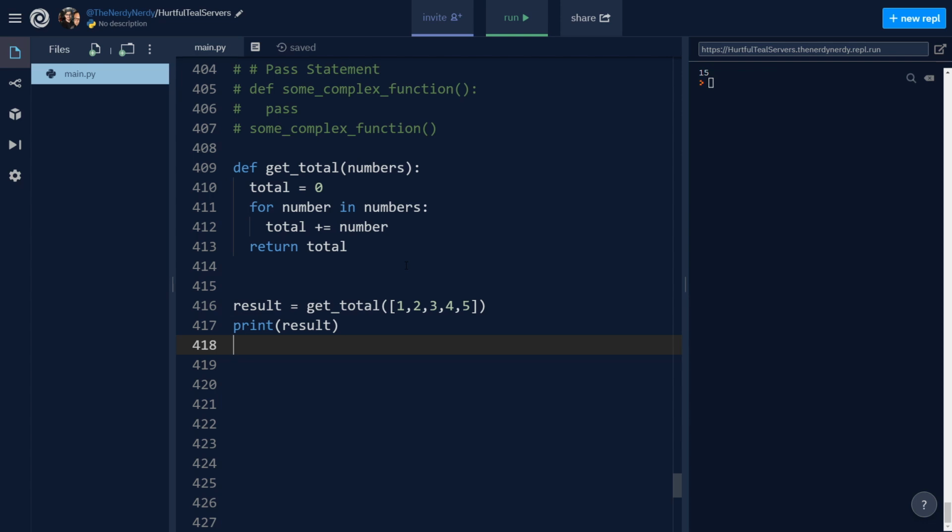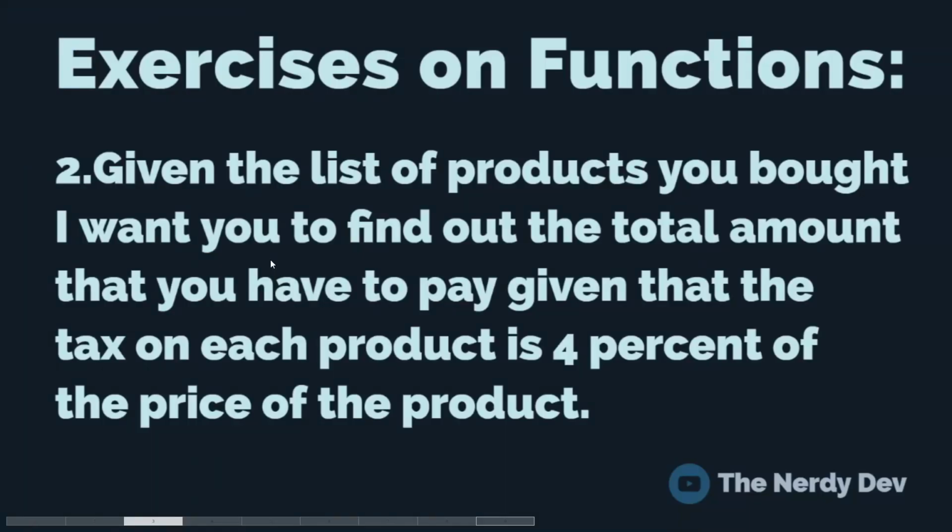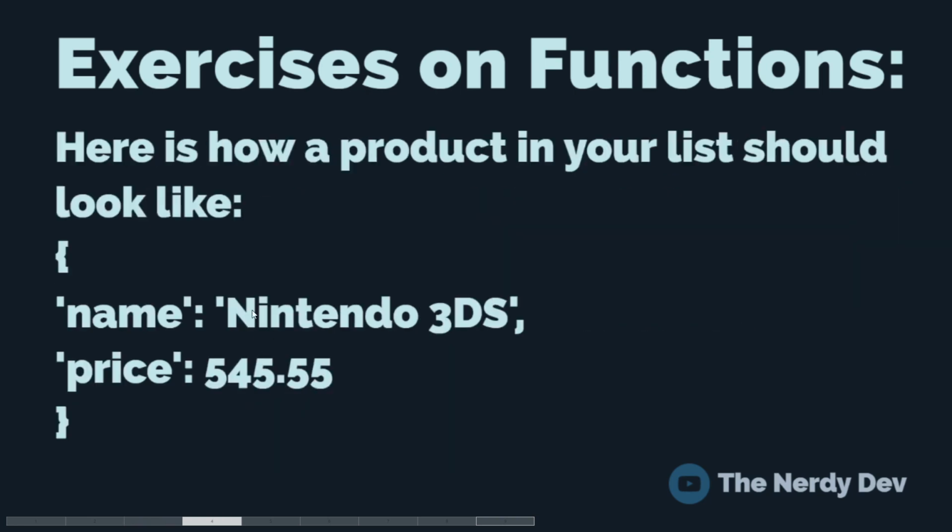So now to complicate the question a bit, let us work with a list of products where each product is a dictionary. Now given a list of products you bought, I want you to find out the total amount that you have to pay, given that tax on each product is 4% of the price of the product. You have to define a function for that, and your function should have a well-defined name so that what the function does is mostly conveyed by its name. Each product is a dictionary. As you can see, this is the typical structure of how a product should look. So it should have a name property, like here we have Nintendo 3DS, and the price for that. So you can pause the video and solve it before you continue.